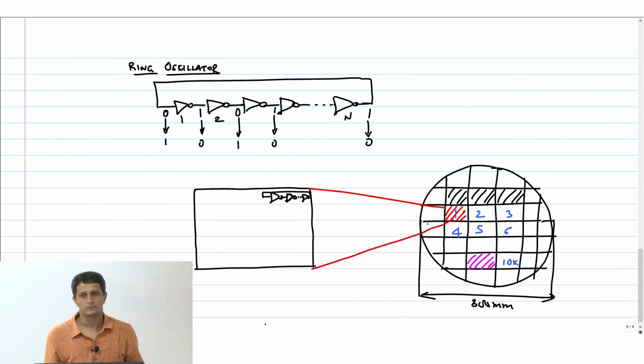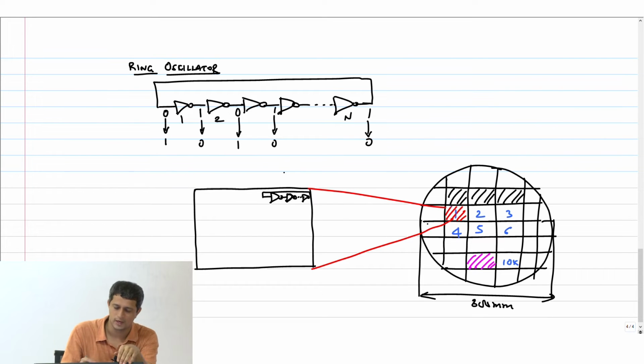Okay, with some odd number of inverters. Typically this will be a very large number. By the way, what's the frequency of oscillation of this ring oscillator? What is F by N? If the input switches to a 0 at time equal to 0, how long will it take for the input to switch to a 1?